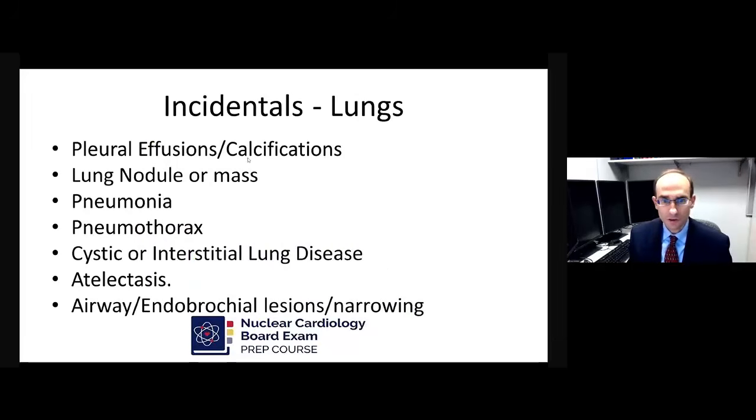Moving on to the lungs, things that we can see in the lungs: things like pleural effusions or calcifications, lung nodules or masses, pneumonia, pneumothorax, cystic or interstitial lung diseases, atelectasis, and then finally airway or endobronchial lesions or some type of airway or endobronchial narrowing.